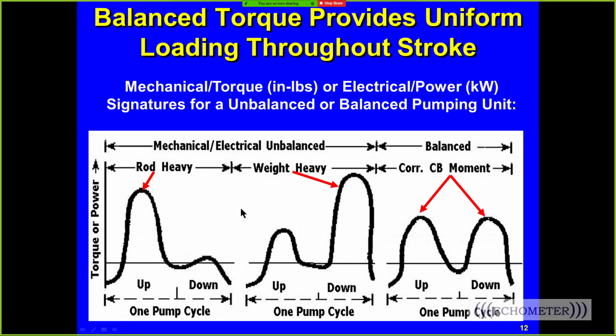And when we look at this signature of either torque or power, they look the same. We would see that this peak on the downstroke is much higher than this peak on the upstroke, and we classify this signature as being weight heavy. We're doing a lot of extra work trying to lift the weights compared to lifting the rods. And here, when these two peaks are the same height, we say it's mechanically or electrically in balance.